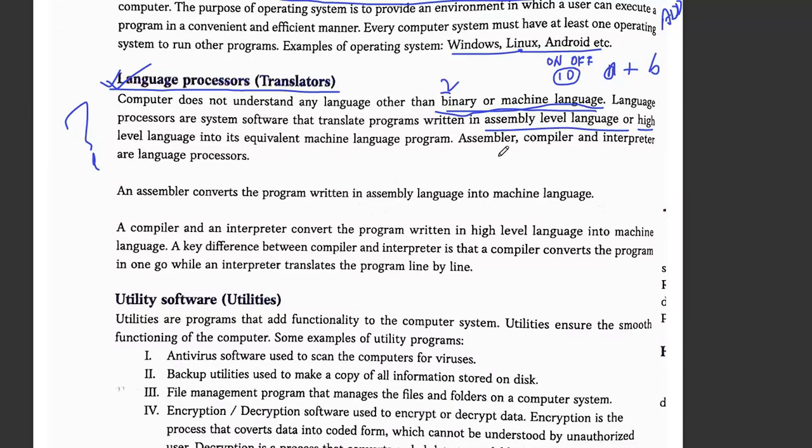There are different kinds of translators. These translators are assembler, compiler, and interpreter. These three are the different translators. An assembler converts the program written in assembly level language into machine language. Assembly level language into machine level language is done by an assembler. A compiler and an interpreter convert the program written in high-level language into machine-level language. Okay, that's it.